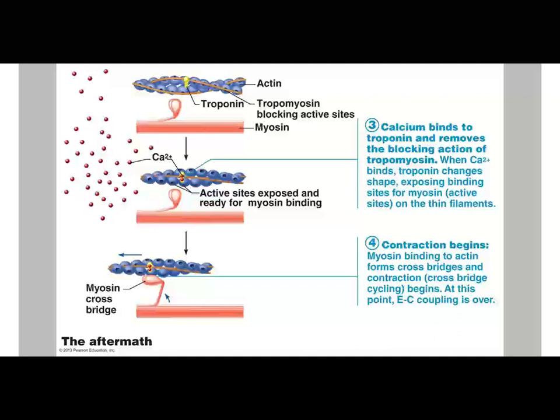Let's go back to something that we talked about in the previous lecture. Remember, the actin has those small little dimples, the active sites, and that's where myosin heads really want to attach. But when a muscle is at rest, those active sites on actin are actually covered up by tropomyosin. Tropomyosin is lying on top of those active sites, blocking them. And that tropomyosin is held in place by troponin.